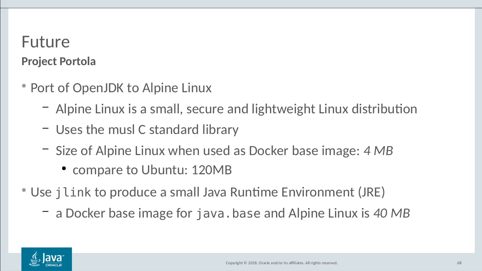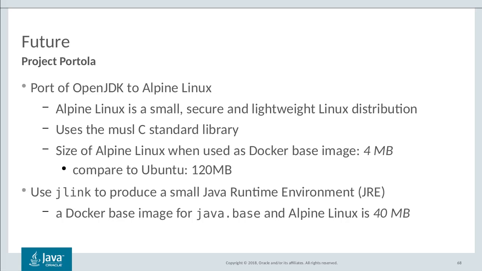The other project I want to show you is Project Portola. Project Portola is a port of OpenJDK to Alpine Linux. Alpine Linux is a small, secure, and lightweight Linux distribution that uses the musl C standard library. You may not have heard about Alpine Linux, but the cool property of Alpine is when you use it as a Docker base image, the total size of the Alpine Linux Docker base image is only 4 MB, and this is really tiny.